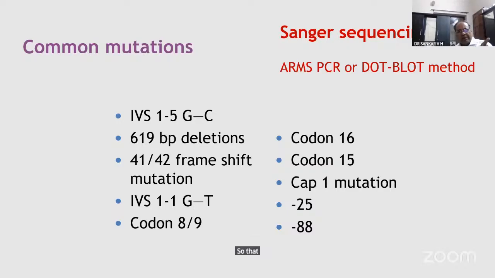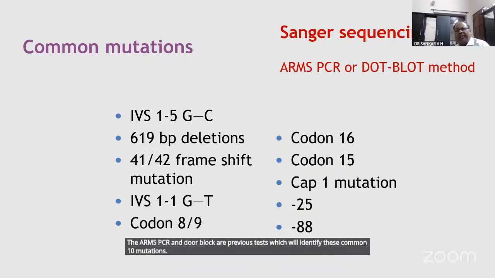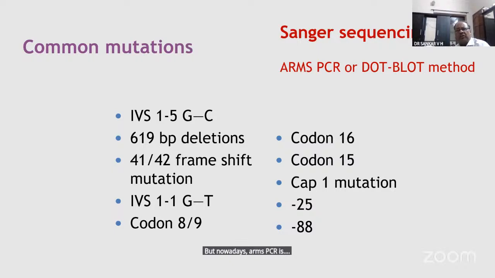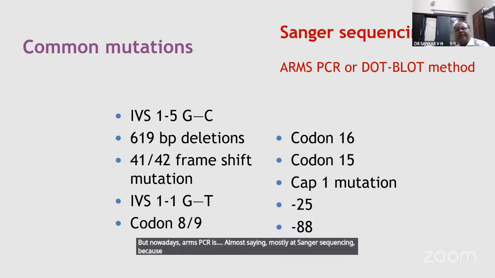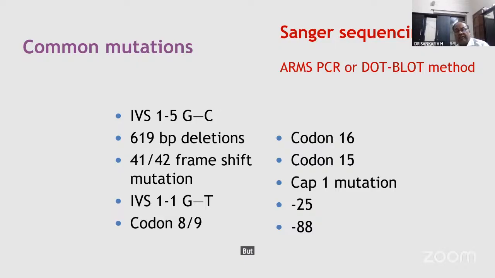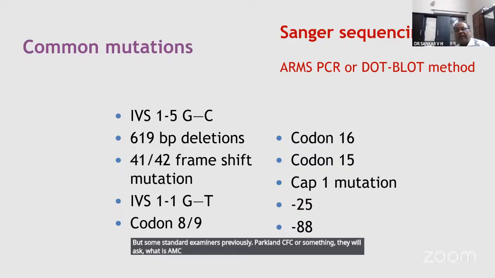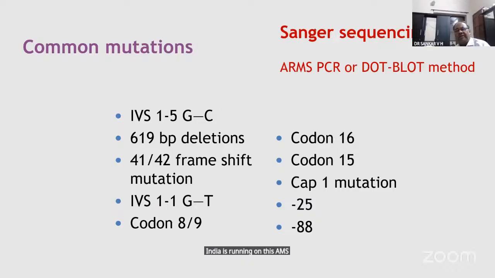For SMA, the testing is MLPA. Here the testing is Sanger sequencing. ARMS PCR and dot blot are previous tests which will identify these common 10 mutations. But nowadays, ARMS PCR is almost as costly as Sanger sequencing. Still, some standard examiners who previously worked in CFC or something will ask what ARMS PCR is, what dot blot is, etc. Because for the last 20 years, India has been running on ARMS PCR and dot blot, since thalassemia is a very common problem in India. So now Sanger sequencing is very easily doable, and its cost is only 2,500 rupees.